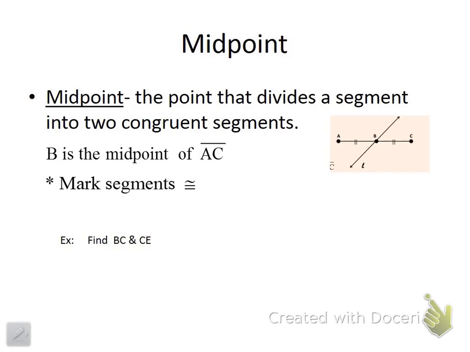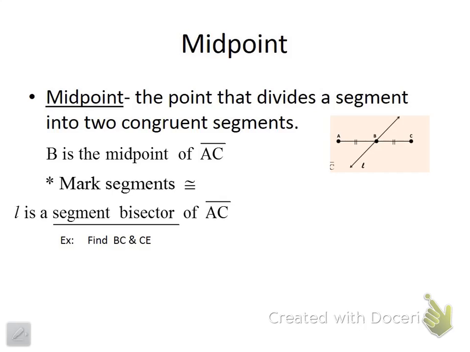Okay, midpoint. The midpoint divides a segment into two congruent segments. B is the midpoint of AC. Again, mark segments congruent. So that means B is my midpoint. It sits in the middle. Midpoint means middle. So it is the middle of A and C.